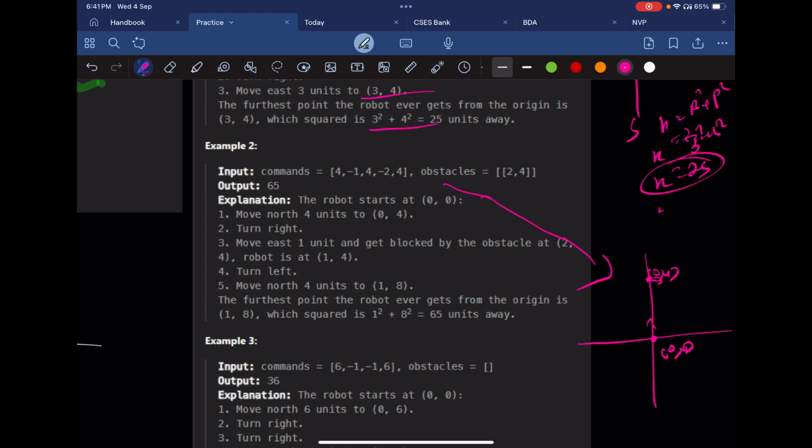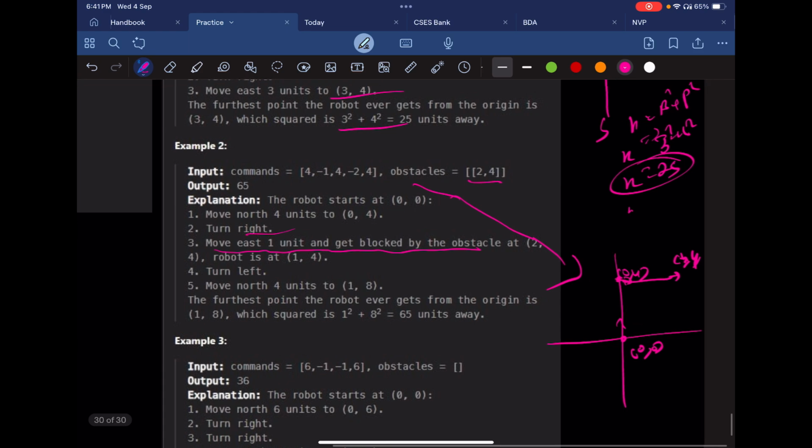Now we are getting 4. So it will go till (4, 4). Yeah, (4, 4). So as you can see, turn right, then move east 1 unit and get blocked by the obstacle. Okay, we have a blocking obstacle at (2, 4).